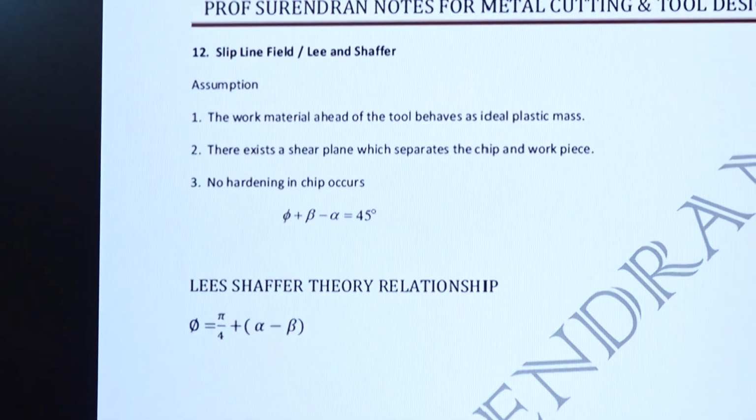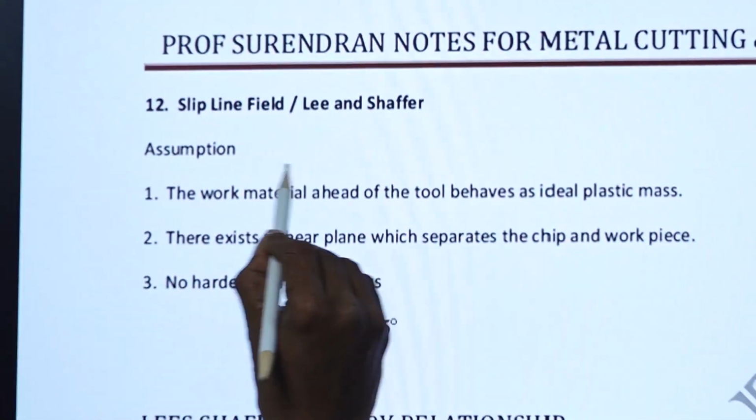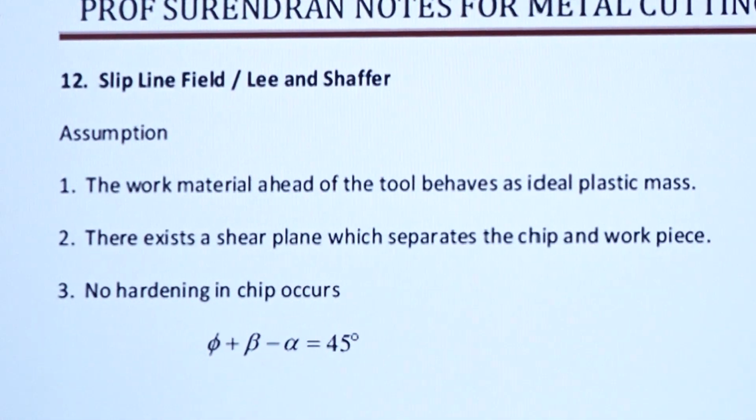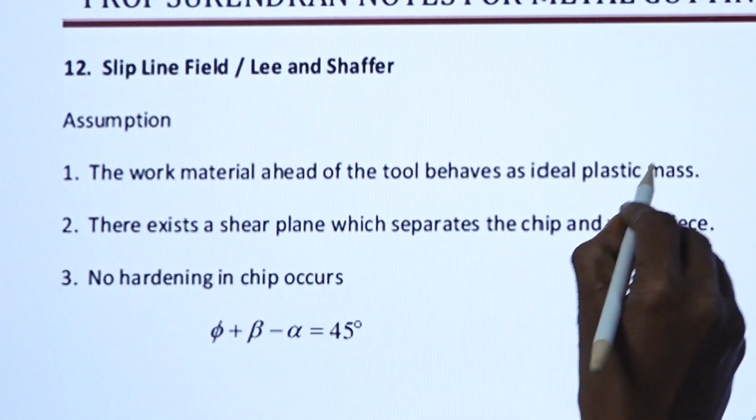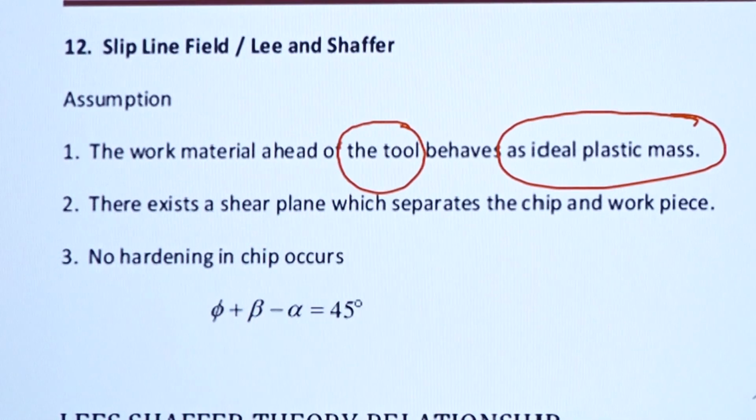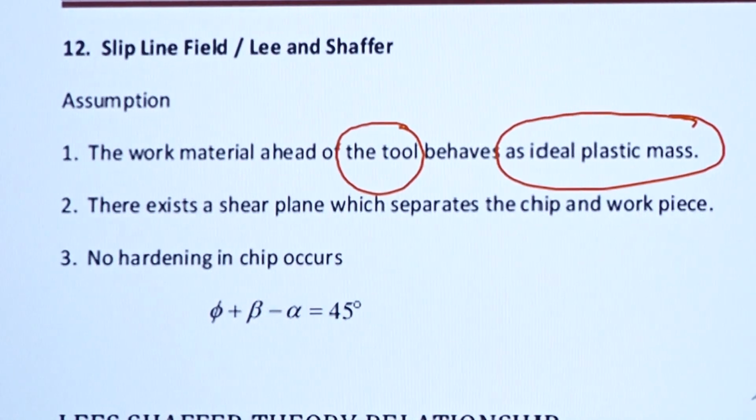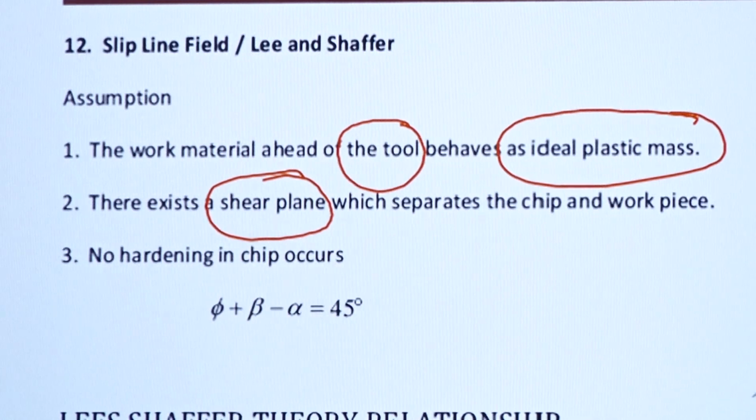Next, slip line theory, or Lee and Shaffer theory. Lee and Shaffer worked on the work material and made assumptions. The work material ahead of the tool behaves as an ideal plastic mass. There exists a shear plane, so we need a shear plane to cut. No hardening takes place. These are the three important assumptions.